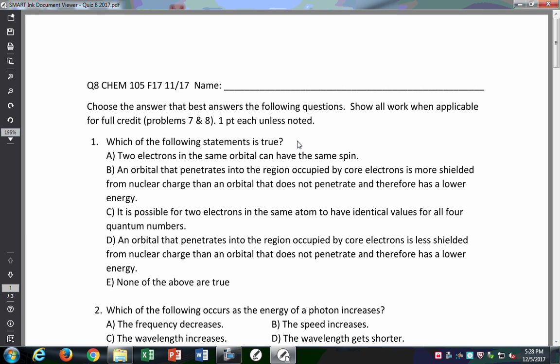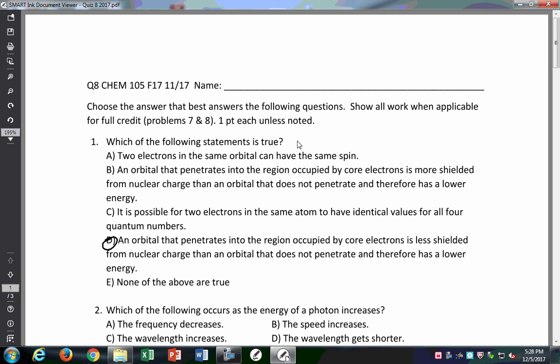Okay, so here, which of the following is true? The answer is D. So let's talk about why the other ones aren't true. Two electrons in the same orbital have to have opposite spins. They have to have a different set of those 4 quantum numbers. You can only have a spin up and spin down in an orbital, so they can't have the same spin. So clearly A is not the right answer.